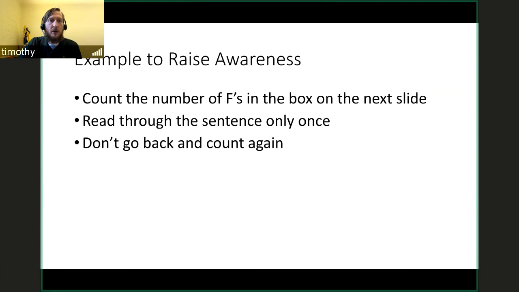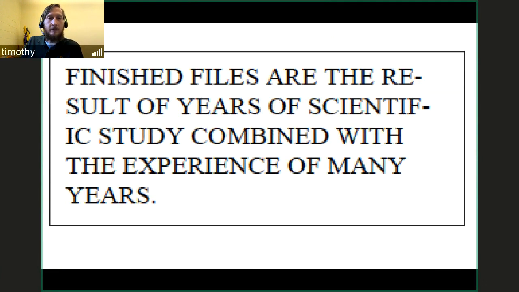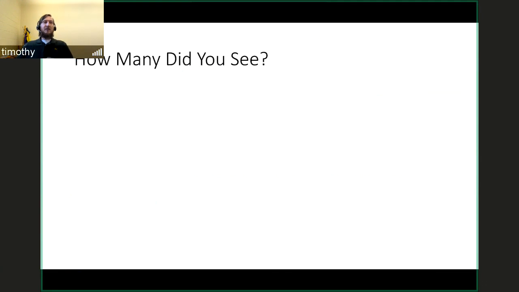Examples to raise awareness. Count the number of F's in the box on the next slide. Read through the sentence only once. Don't go back and count again. All right, here's the sentence. Are you ready? How many did you see?